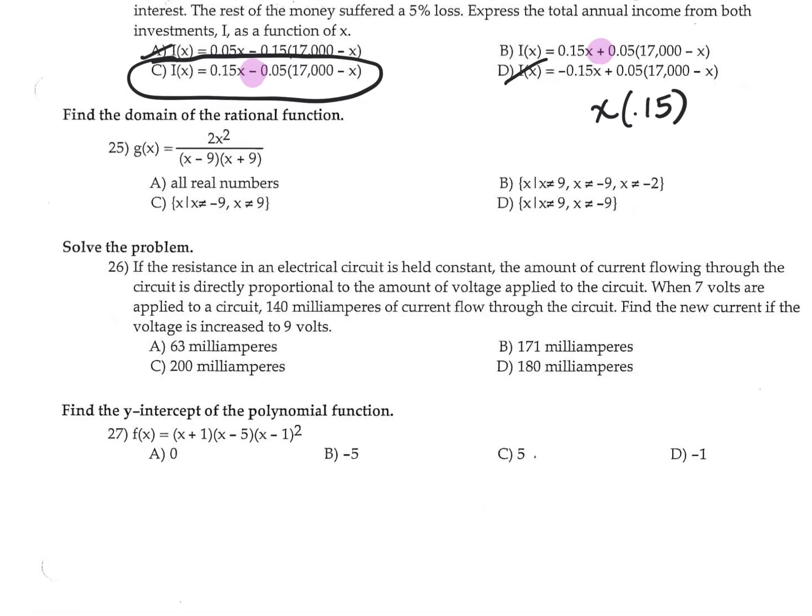Here we have number 25, where we're looking for the domain of a rational function. I know that the denominator must not equal 0, so my domain is such that x must not equal plus or minus 9. So we can see here our solutions are given in set builder notation, and I'm just looking through them.